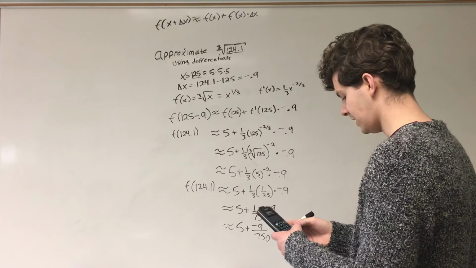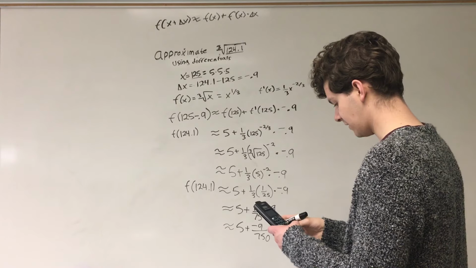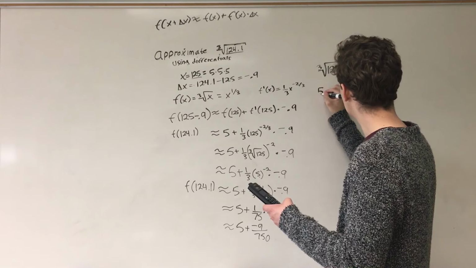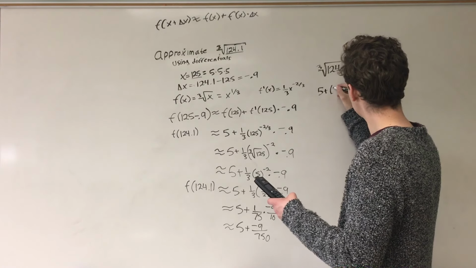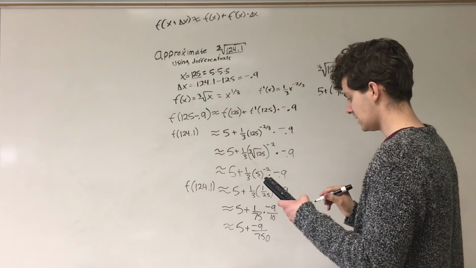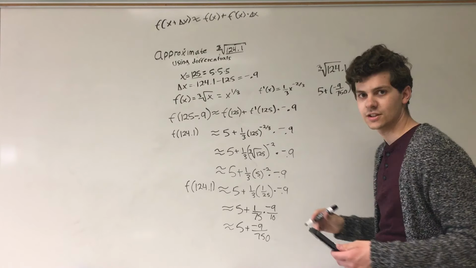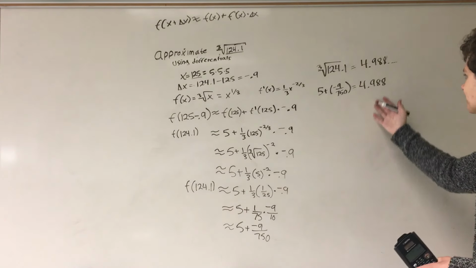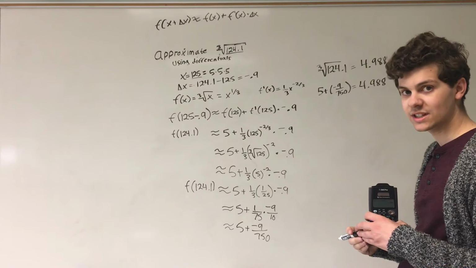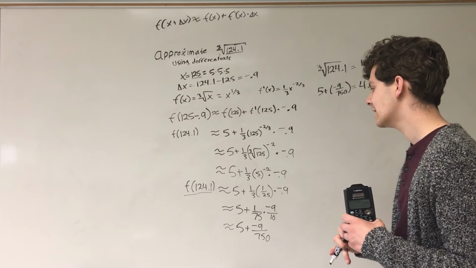And then let's take our value here. So we have 5 plus negative 9 over 750. And so here for our 5 plus negative 9 over 750, we get equals 4.988. So we see that they're very similar numbers. And so yeah, we see that we have, to a certain extent, approximated the value of the cube root of 124.1.